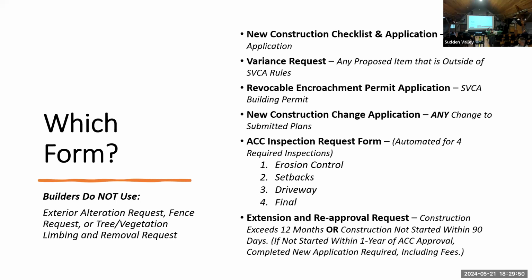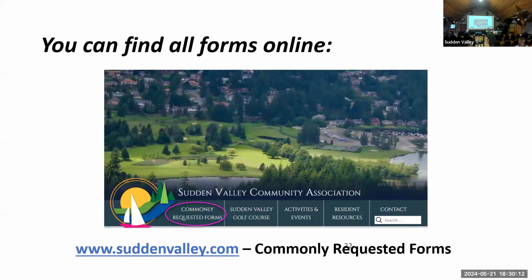The forms you're going to use are the new construction checklist, a variance request, a REPA form, new construction change application, ACC inspection request form, or an extension and reapproval request. And Joel will go into some of those with you. You can find them under commonly requested forms on the main webpage. I circled it there for you. It's a tab.